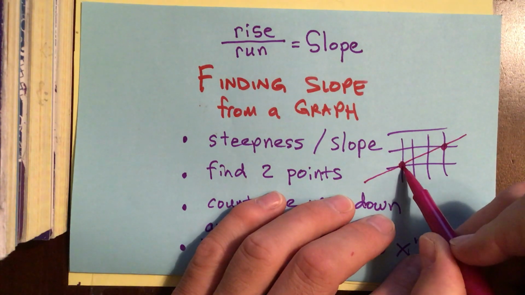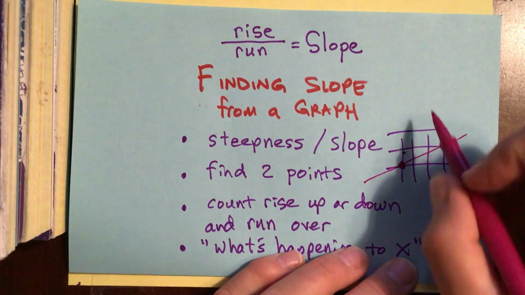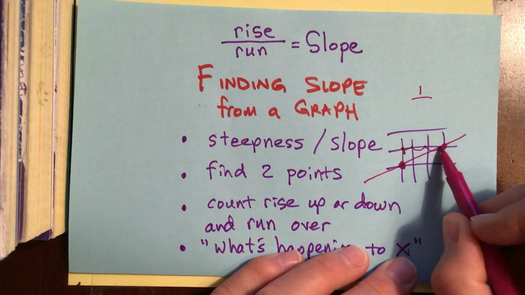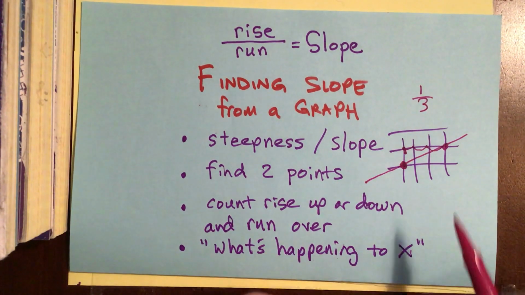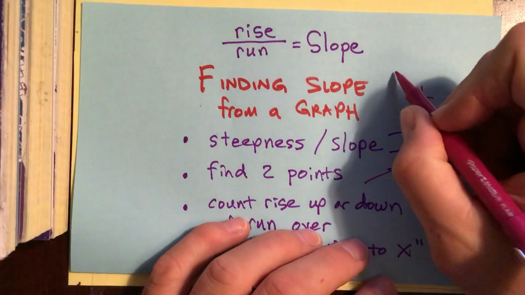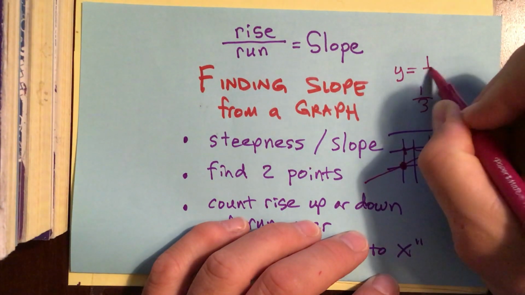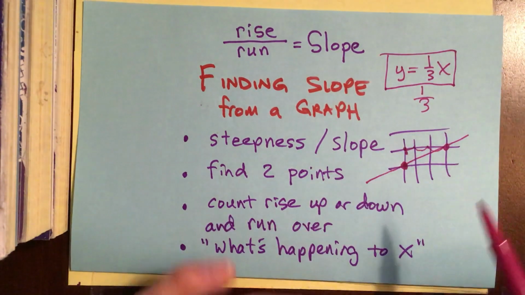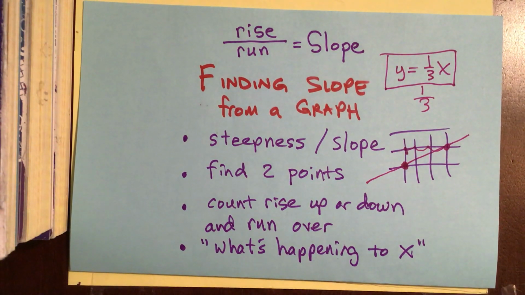So the rise is 1, and the run is over 1, 2, 3. So that would be my slope, and I would write it as y equals 1/3 x. Okay, that's how I would write my answer for that graph they just gave me right there.